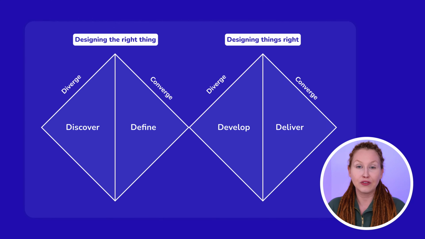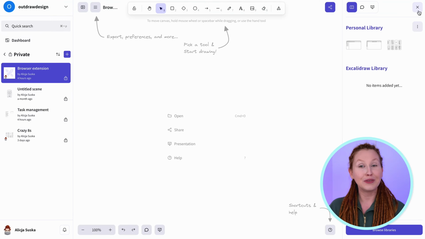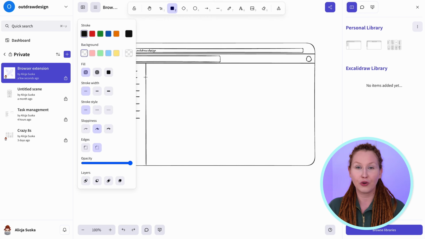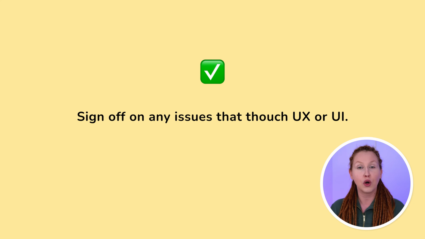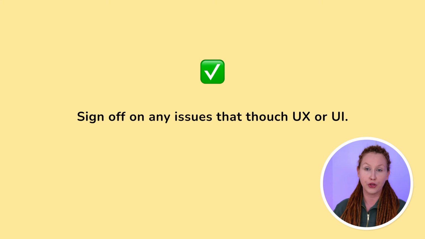The idea is that we have two cycles. How might we questions are created with our team in mind. I would love to show you my absolutely favorite tool for low-fidelity exploration until you come up with a final solution that has the highest chance of being successful, and sign off on any issues that touch UX or UI.